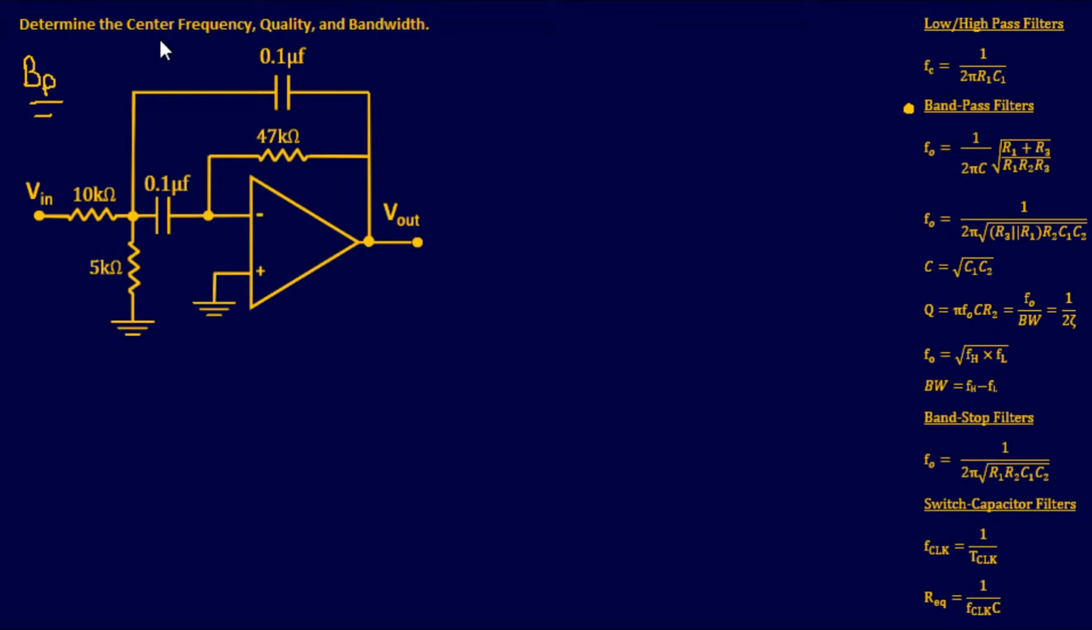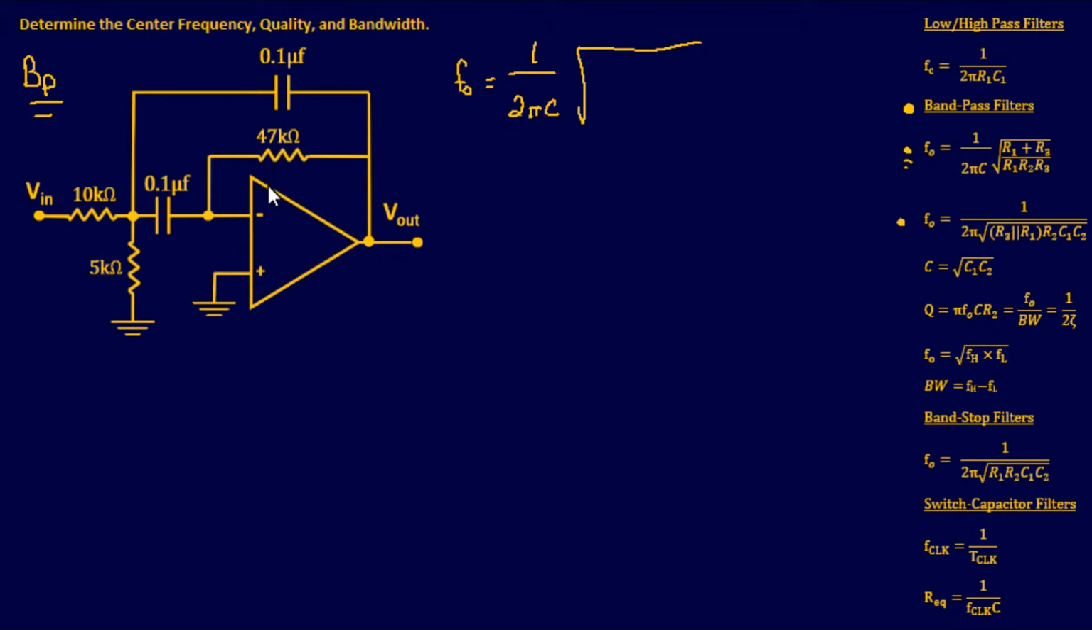The first thing I want to find is our center frequency. I want to use these equations right here, and since this is the first one on the list, I'm going to use this one. This is pretty easy. A majority of this is just plug and chug. So I'm going to say our center frequency, f of o, equals 1 over 2 pi C, times the square root of R1.